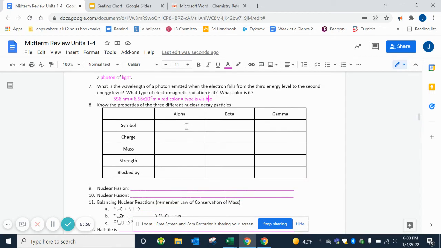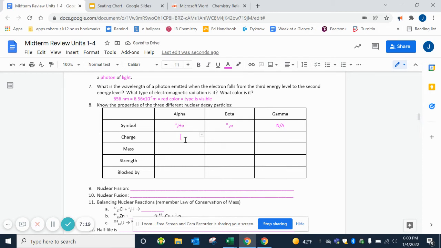So alpha, remember, looks like a fish. I can't draw that on the computer here. Beta is a bee with a tail, and then gamma looks like a scripty Y. The charge, or if we wanted to see it in a notation, as in what it looks like in a reaction, for alpha, it would be 4 over 2 He. Beta would be 0 over negative 1, which makes it an electron, and that's a lowercase. And then gamma, we don't see because it's just energy.